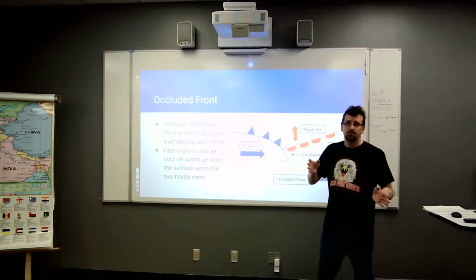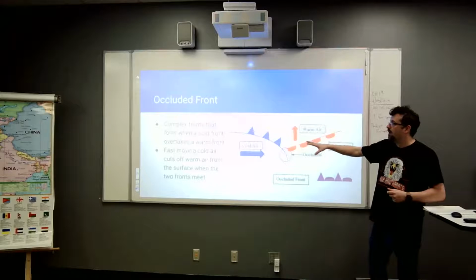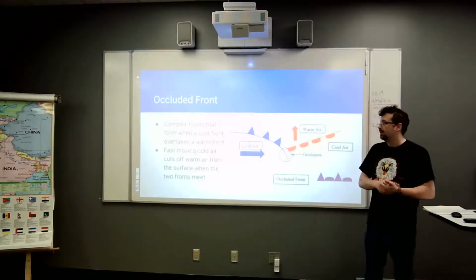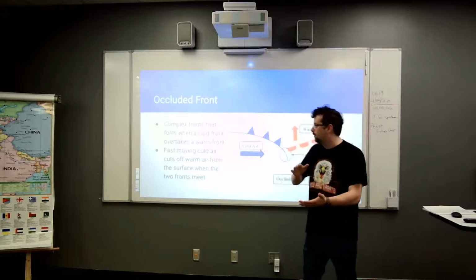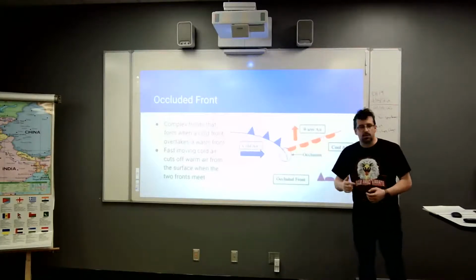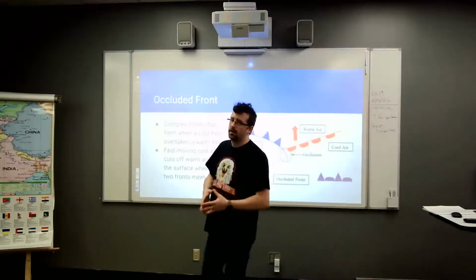Last one, the occluded front. These are complex fronts. This happens when a cold front overtakes a warm front, and the cold air cuts in and cuts off the warm air from the surface. When these two fronts meet, this typically results in very dynamic weather.